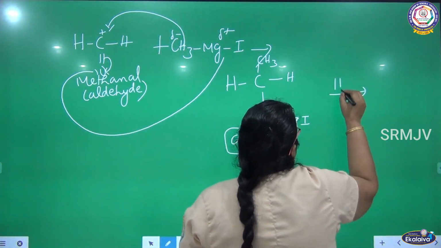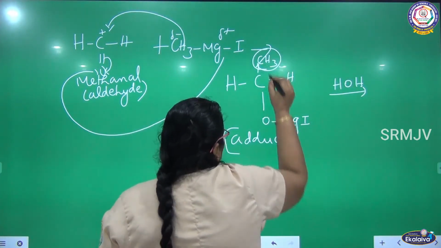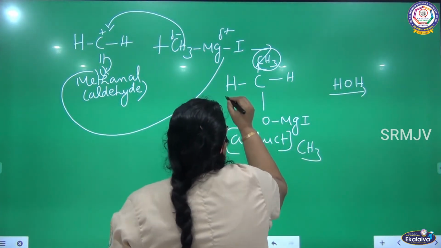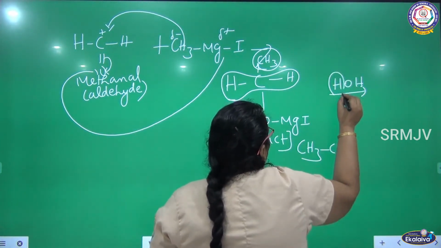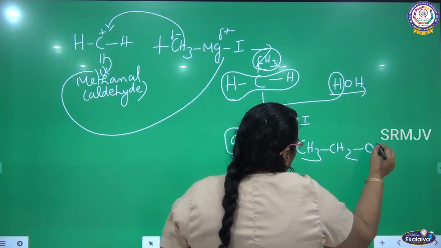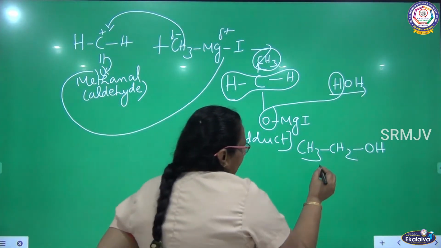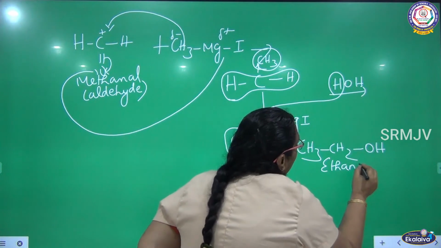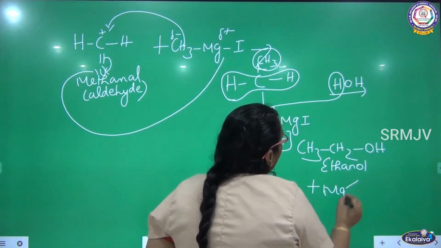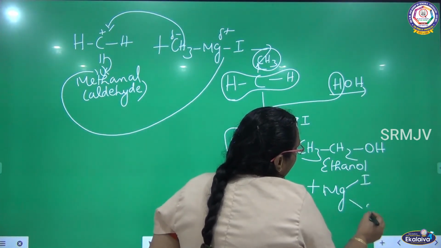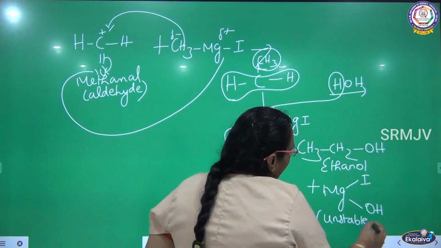So what is the next step? It undergoes hydrolysis. So rearrange the compounds now. CH3, write down; CH2, write down. What is remaining? Oxygen from here and hydrogen from water will combine as OH. What is the name of this compound? You are getting ethanol. What is remaining? Mg, with I on one side and OH on the other side. Again, I am getting an unstable compound as a byproduct. So this is the reaction.